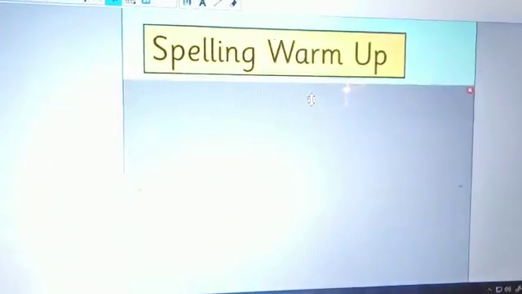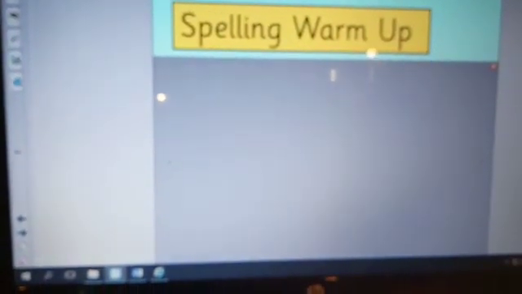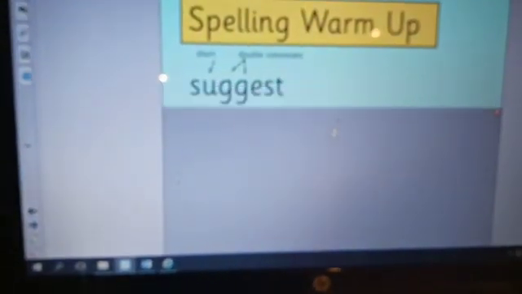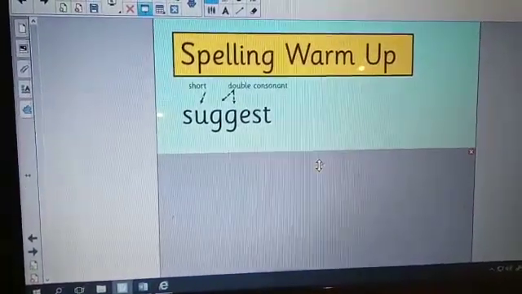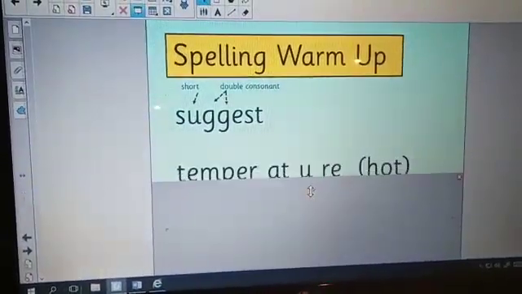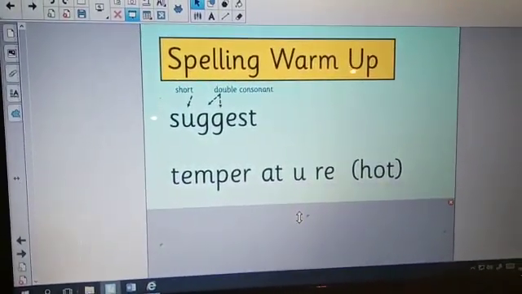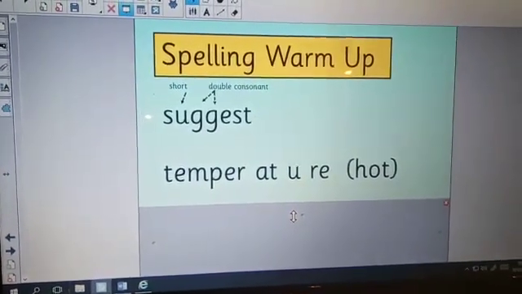Okay, let's have a look at these and see if this helps you. You might have noticed that the word suggest has a short vowel and therefore a double consonant. Temperature: sometimes when you're hot, you lose your temper. Temperature.